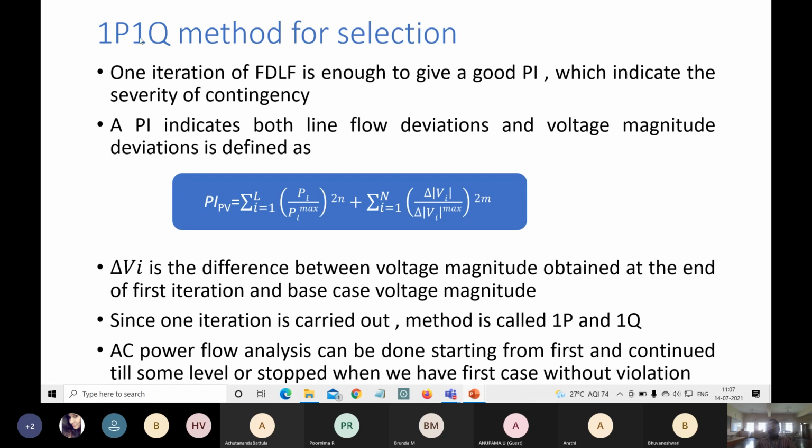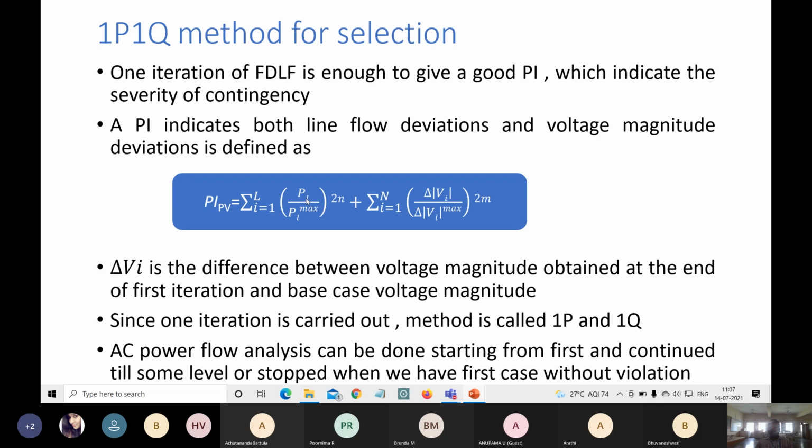Which indicates the severity of contingency. Just by using one iteration, you can get a good performance index. A performance index indicates both the line flow deviations and voltage magnitude deviations. We have studied PI megawatt, PI voltage, and now PI PV. So this PI PV gives you the index, given by sigma i equals 1 to L, (PL divided by PL max) raised to N, plus sigma i equals 1 to N, (delta Vi by delta Vi max) to the power of 2M.